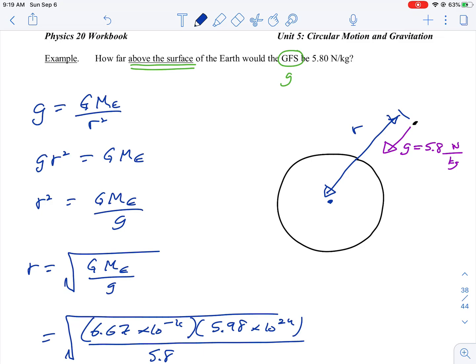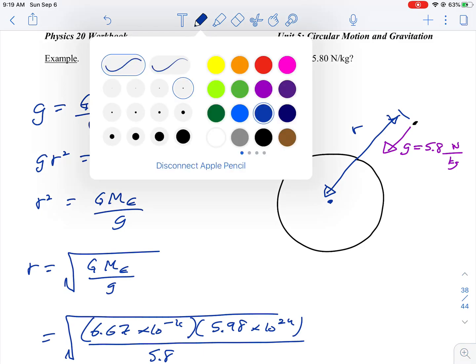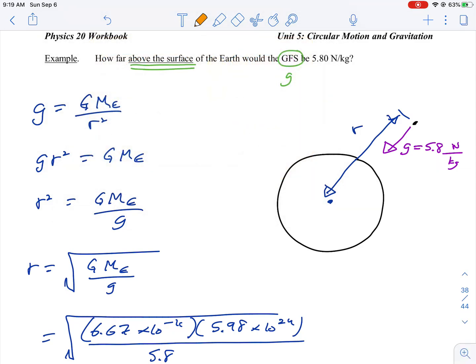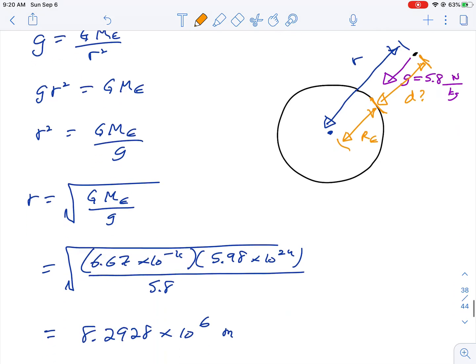So if I divide that in the diagram, let me just use a different color here. We can divide this distance up. What I'm looking for is the distance from the surface of the Earth to this location here. So this distance we could call, let's say, d. And you guys realize that the other distance, the rest of the distance, would be the radius of the Earth. So can you see how we would find d? Can you see that all we have to do is subtract the radius of the Earth?